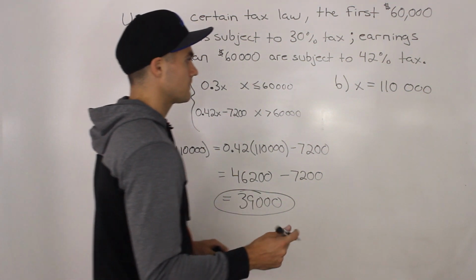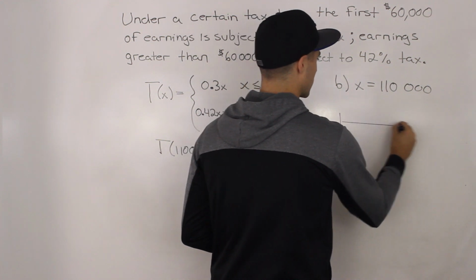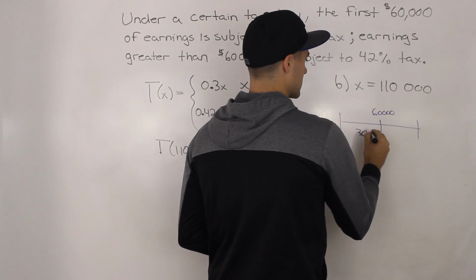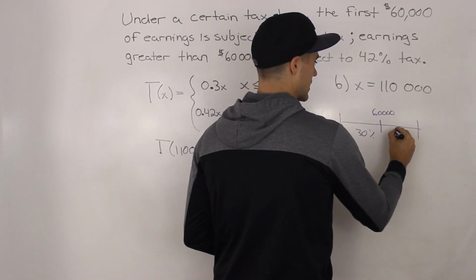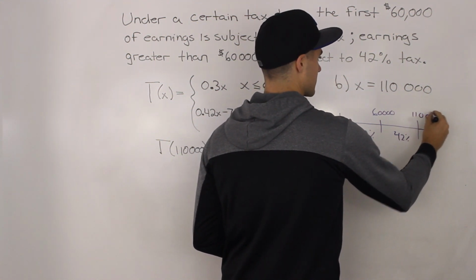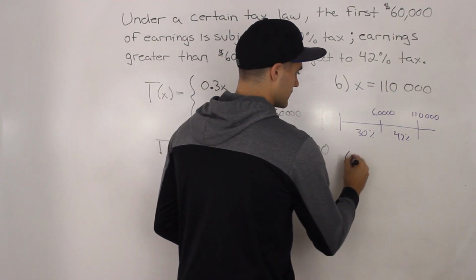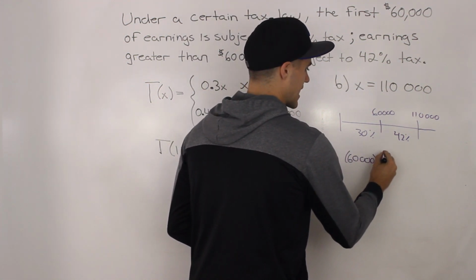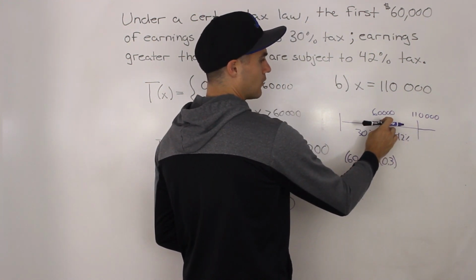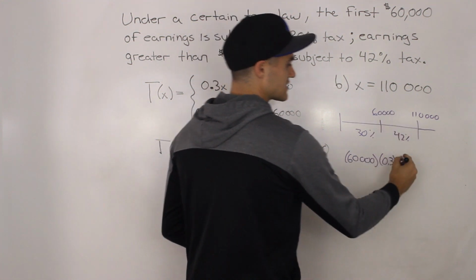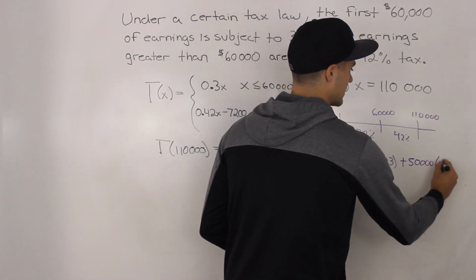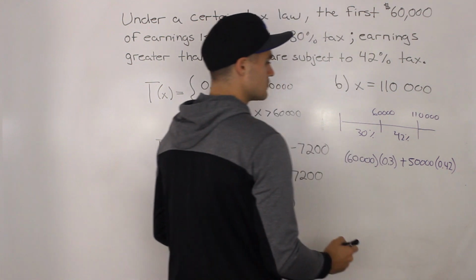And you can check your answer with that diagram that we made before, right? If you remember, 60,000, 30%, anything over 60,000 is 42%. And we're making 110,000. So the first 60,000, that's taxed at 30%. And then the amount over 60,000 to get to 110,000 is 50,000. So 50,000 of that 110,000 is taxed at 42%.